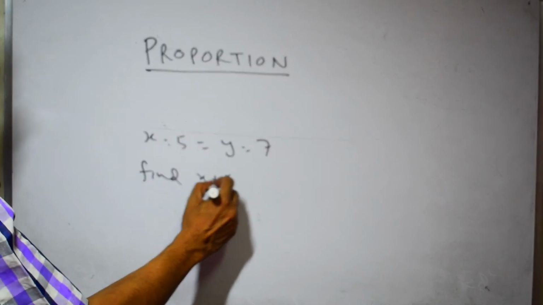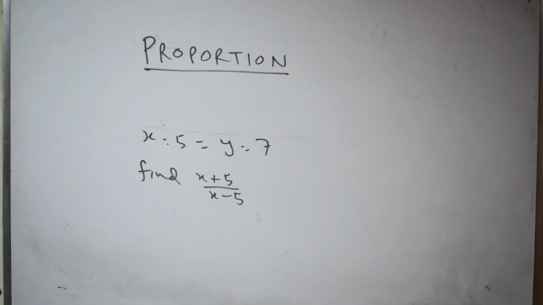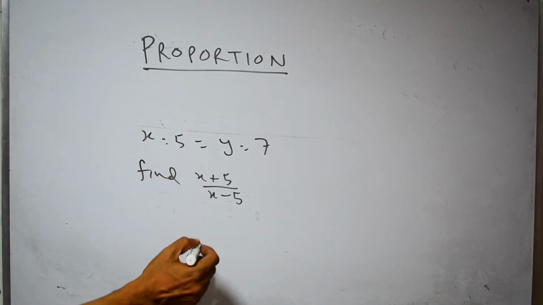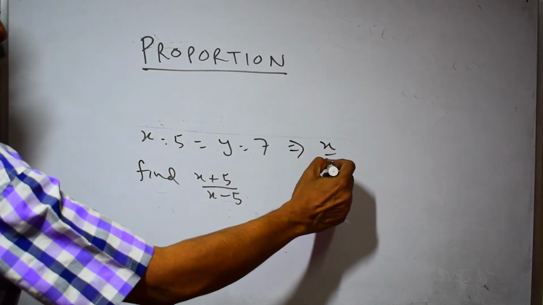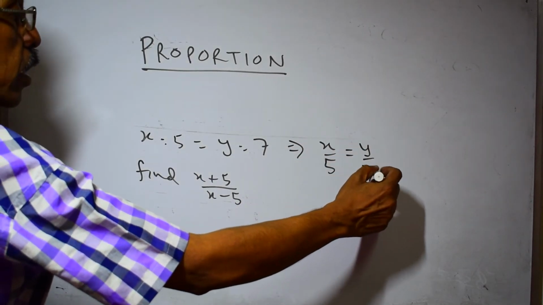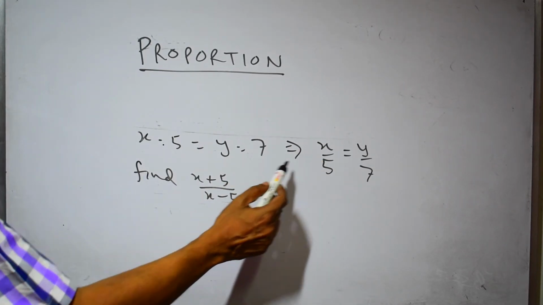What about x plus 5 by x minus 5? Find the value of x plus 5 by x minus 5. So this is a by b, c by d, that idea. So x by 5 is equal to y by 7. So if I apply componendo dividendo, then it will be x plus 5 divided by x minus 5.